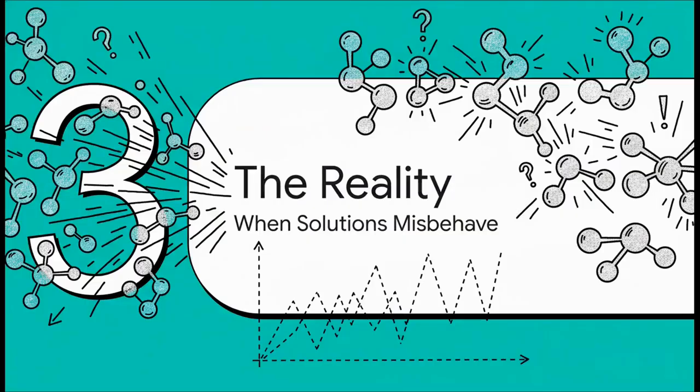But reality is almost never that clean. It's often messy. Most solutions aren't ideal, and the molecules start interacting in weird ways that make them stray from Raoult's perfect model. So let's dive into what happens when these solutions start to misbehave.